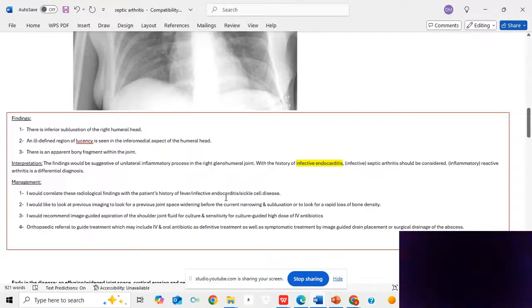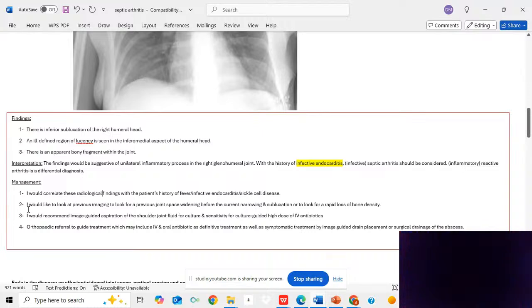If you see infective endocarditis in the patient's history, yeah, sickle cell disease in the patient's history, yeah. Okay, and I told you why. Because sickle cell anemia causes autosplenectomy, so the patient now is susceptible to capsulated organism infection like salmonella. So salmonella may be the leading cause of infective endocarditis. So you need to correlate the radiological finding with the patient history of these three: fever, infective endocarditis, sickle cell anemia. Okay.